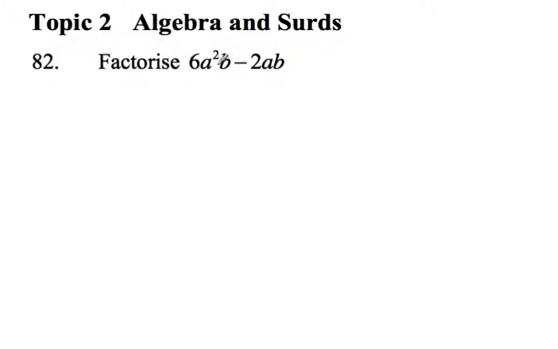This one's got a number and 2 letters that is common. 2 can go into each. A can go into each, and B can go into each. What have we got to multiply 2ab by to get 6a squared b? We'll need a 3 to make a 6, and we need another a to make an a squared. And what have we got to multiply 2ab by to get minus 2ab? We need to multiply it by minus 1.